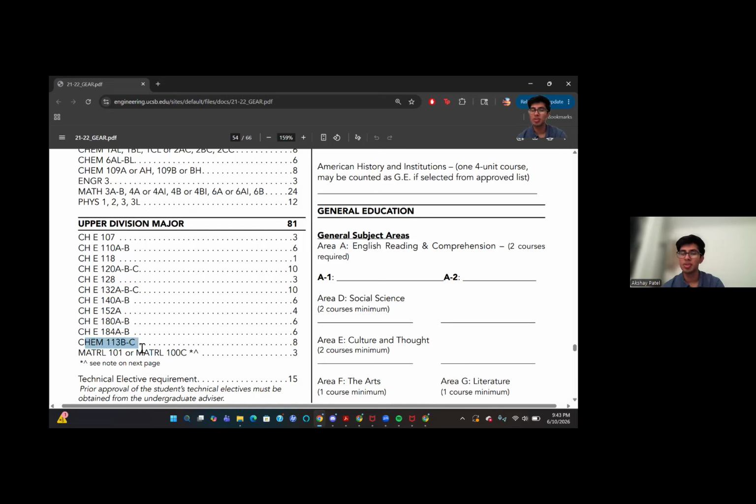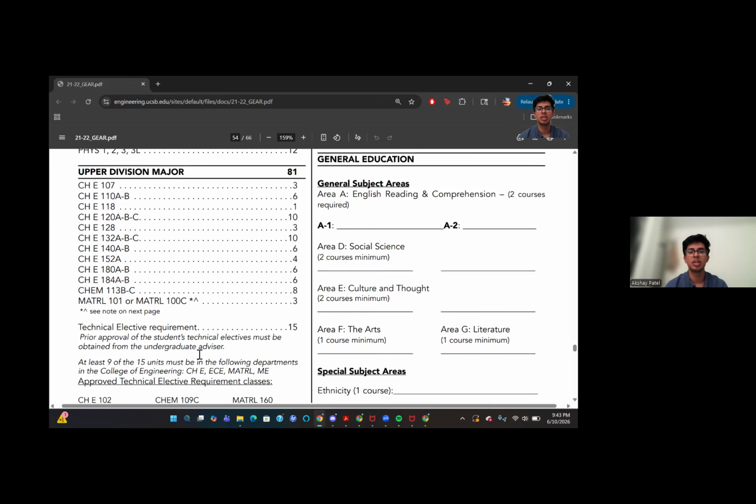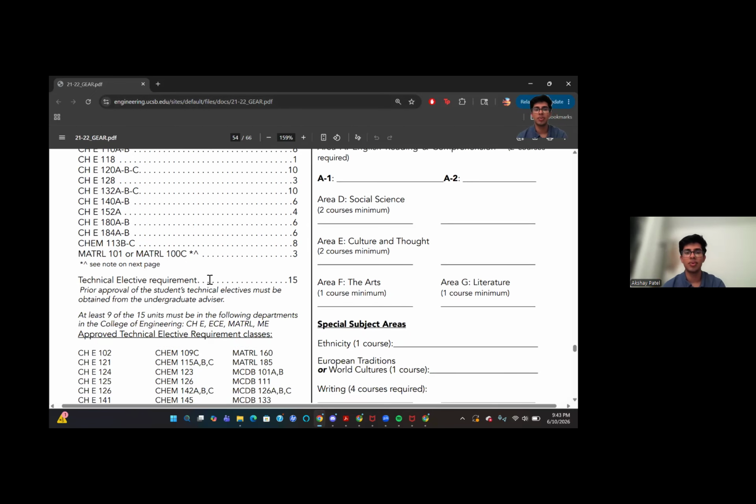We have to take physical chemistry. Some colleges, maybe you have the option of taking biochemistry or physical chemistry. Over here, we have to take physical chemistry, and only B and C because A is thermodynamics, and we already took thermodynamics our sophomore year. This is our junior year. And then we have an introduction to material science class that we take. And then with all that, we have to take 15 units of technical electives.